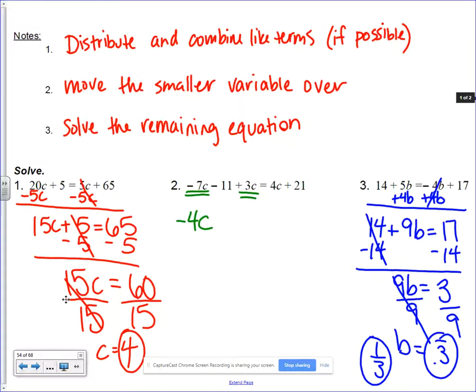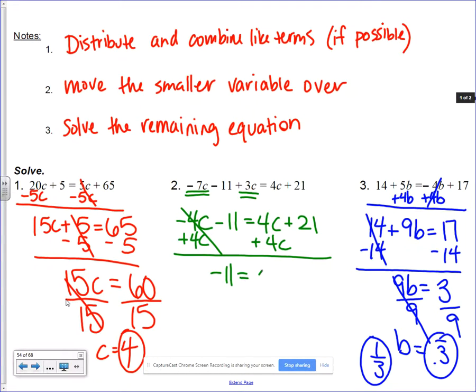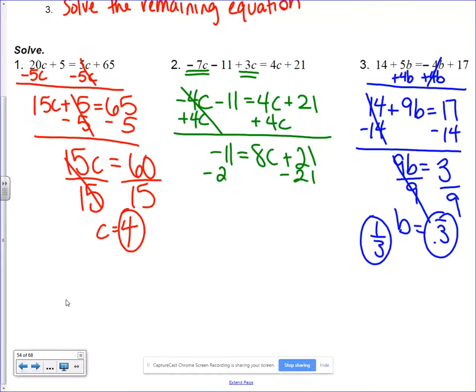Now look at the right. Can you put those together? No, so we're just going to drop it down. How we doing? Okay, which one's smaller? Which one we going to move? How am I going to move it over? Plus the 4C. So what's my new equation? Got it. Good. Good, good, good. Now, how do I solve for C? Get rid of the 21. What's the new equation?